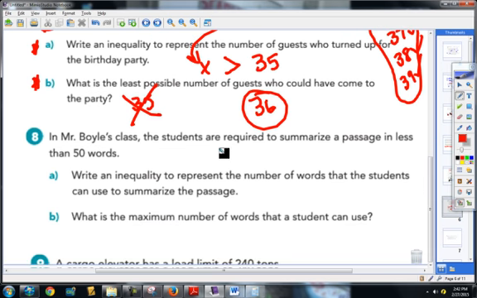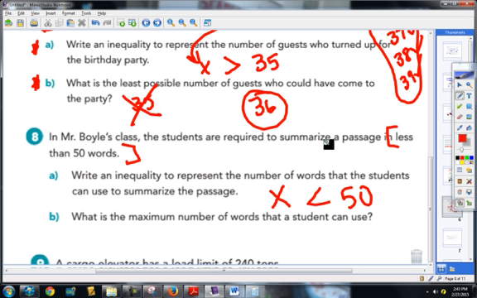Let's go ahead and do number 8 together. In Mr. Boyle's class, the students are required to summarize a passage in less than 50 words. Write an inequality. So you have to summarize it in so many words. We do not know how many words they used, so I'm going to give that the X. Then I know that it says right here they have to do it in less than 50 words. Now that makes it kind of easy when you see less than, because you guys know that's a less than symbol. But again, don't just assume.